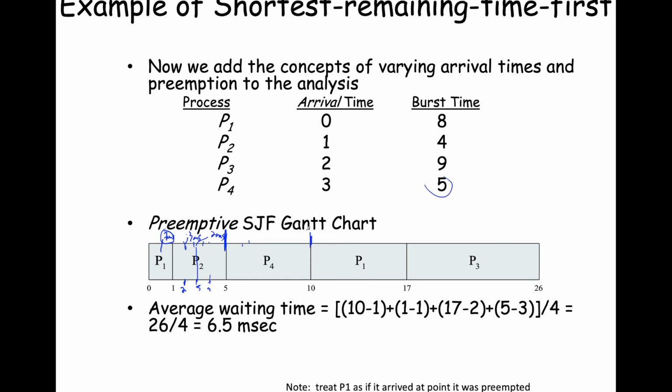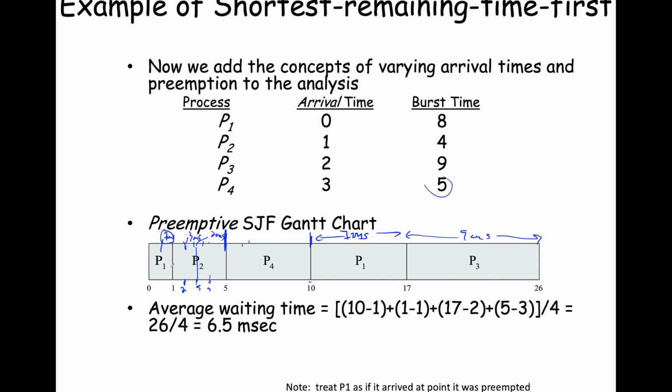So at that juncture, you have P1 that has 7 milliseconds left, and you have P3 that has 9 milliseconds left. So P1 then runs for its 7 milliseconds because it has the shortest remaining time. It starts at time 10 when P4 is finished and stops executing because it's done at time 17. At that point, P3 runs for its 9 milliseconds and it finishes at time 26.